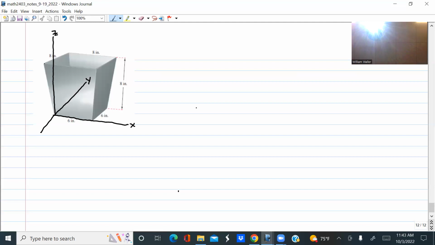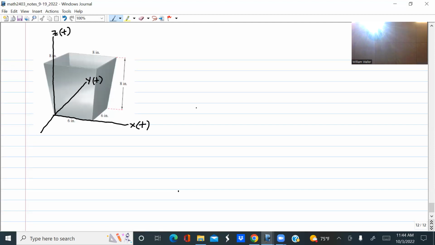Let's see, how do y'all want to put the tick marks here? I guess we would make this the positive side of the x-axis. Let me just write a plus here to indicate that. So this would be the positive side of the x-axis, but of course you can do it differently. Let's make this also the positive side of the y-axis as well. And going up will be the positive side of the z-axis.